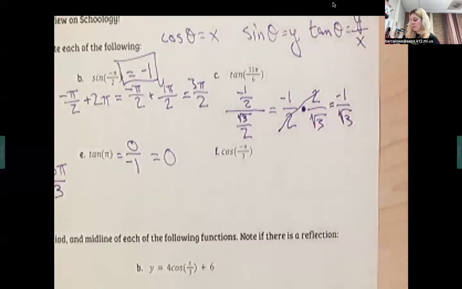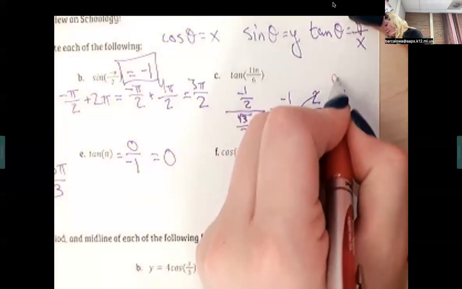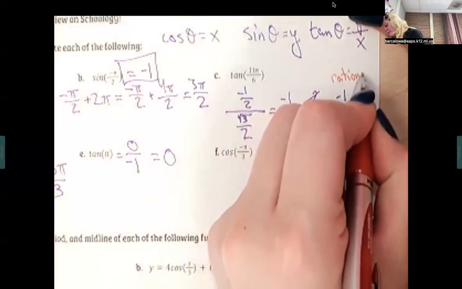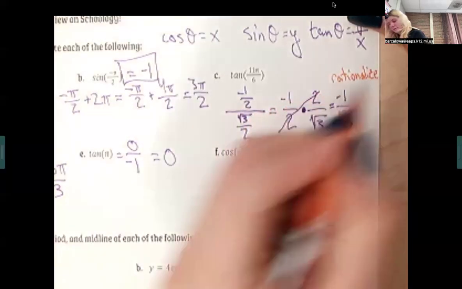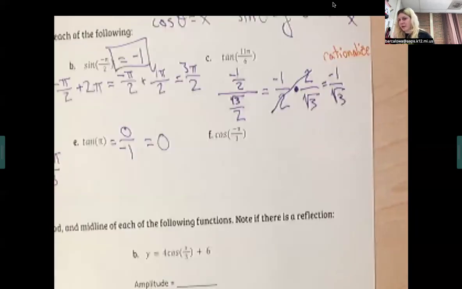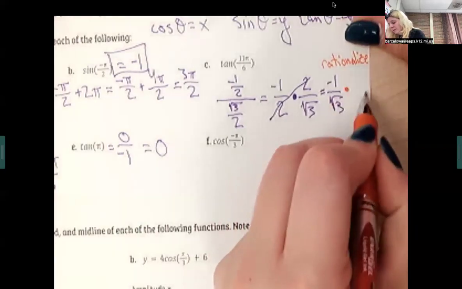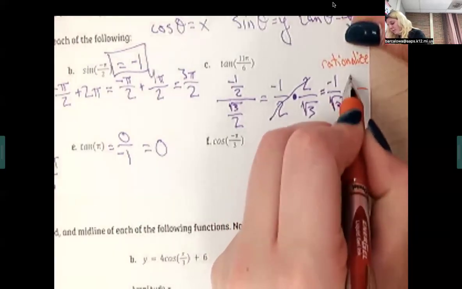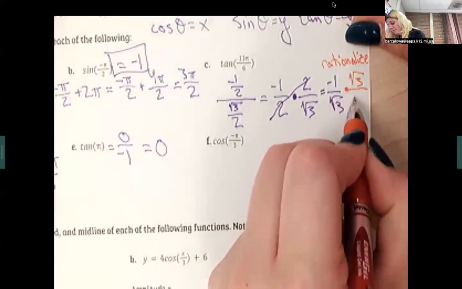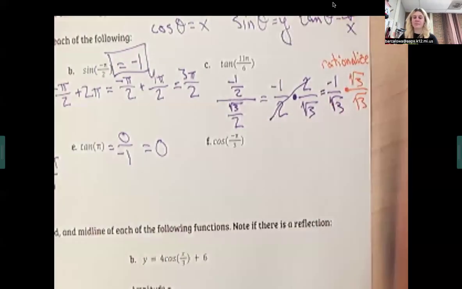All right, we are mathematicians here. We do not leave roots in the denominator. So we need to rationalize this fraction. Rationalize. To rationalize a fraction, I'm going to multiply by √3 over √3. All right?